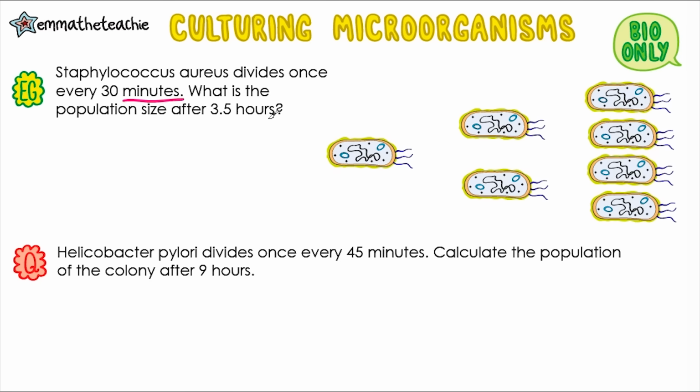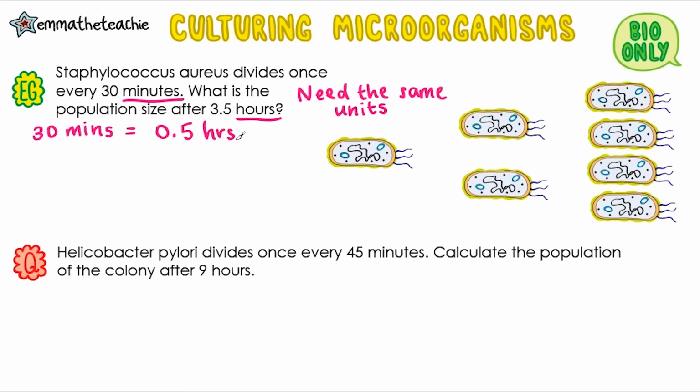The first step is to check that our units are the same. At the moment, we've got minutes and hours, and they need to be the same. So let's turn 30 minutes into hours, which is 0.5 hours. You get this by doing 30 divided by 60, or just think of it as half an hour.